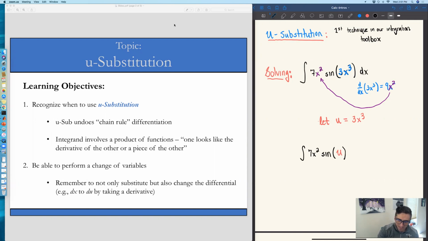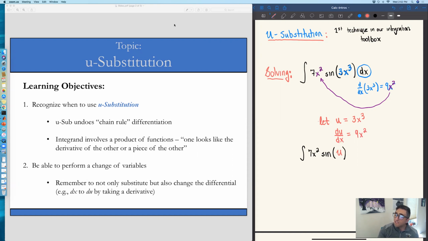And the last thing we need to do is figure out what dx is. So this will be our main goal, figuring out what dx is in terms of our new variable du. So I'm going to get rid of this dx on the second integral. What we're going to do is differentiate that u function with respect to x. So we just have du dx using our derivative notation. Well, this is 9x squared.